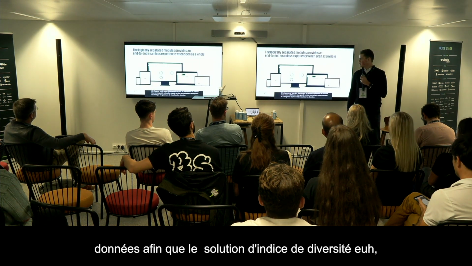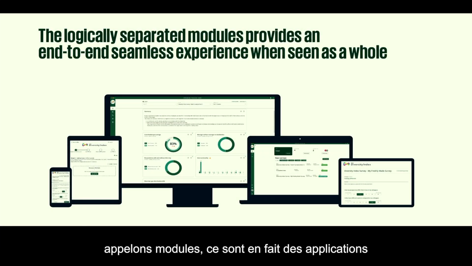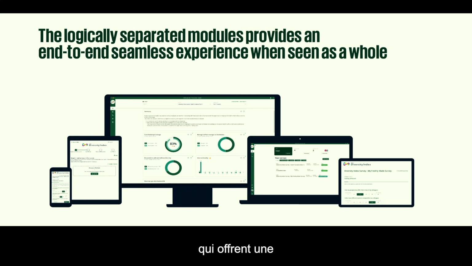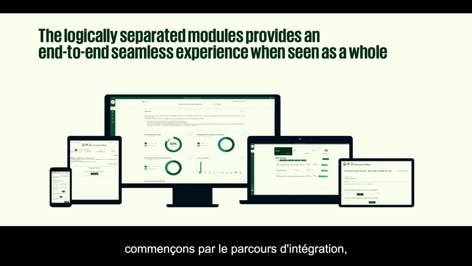So the Diversity Index solution is mainly composed of 4 modules. We call them modules. They are actually apps, but we split them into logical apps that provide an end-to-end seamless experience when seen together. We are starting with the onboarding journey. This is the first part that the company itself meets when they go into Diversity Index.